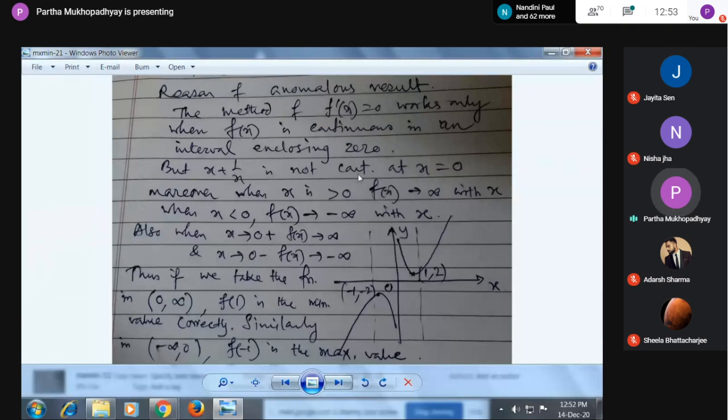If you take the curve in a continuous region, what about 0 to 1? In 0 to 1, if you take x plus 1 by x, then obviously the minimum value is at x equal to 1, so that is okay, no problem. Similarly, if you take only the negative domain of x, 0 to minus infinity, then at minus 1 is the maximum value, all values are lesser, the value is minus 2. So the result is not wrong if you take the curve in a proper way, maintaining the continuity. But if you take the curve as a whole, the result will seem to be contradictory.